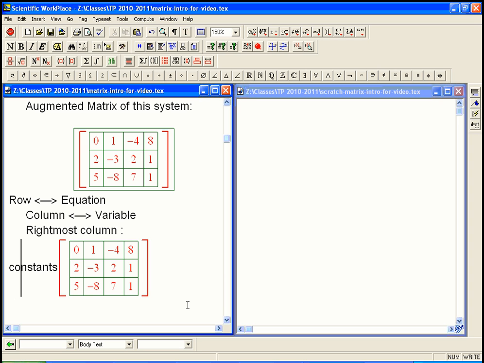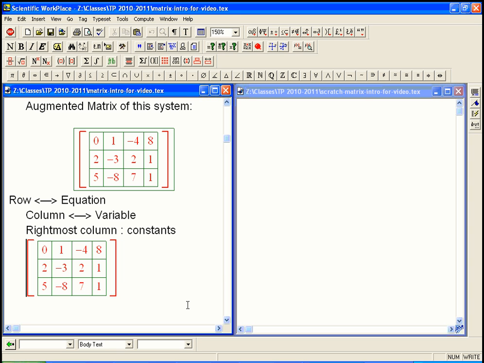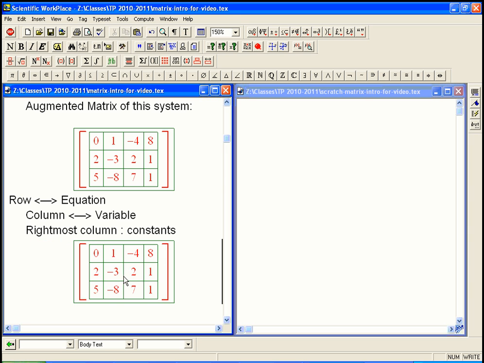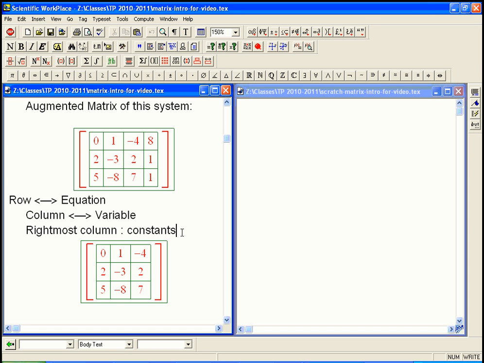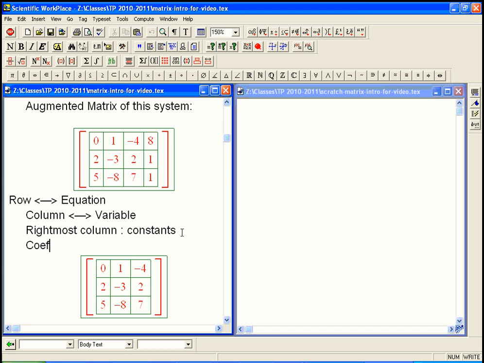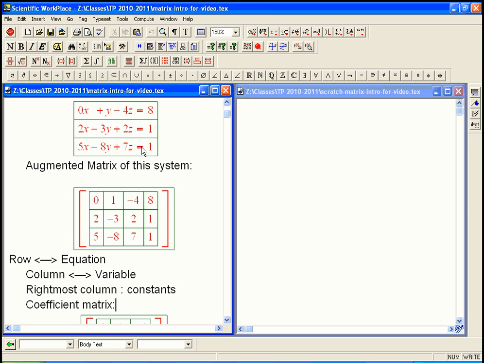If we only did, let's say, this guy, without the constants, that is called the coefficient matrix, because it's just the coefficients. And we'll see that that has its own role to play. Right now, we're going to work with the augmented matrix, which encodes the entire system, including the right-hand side.